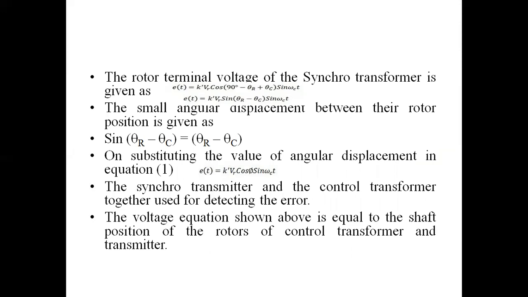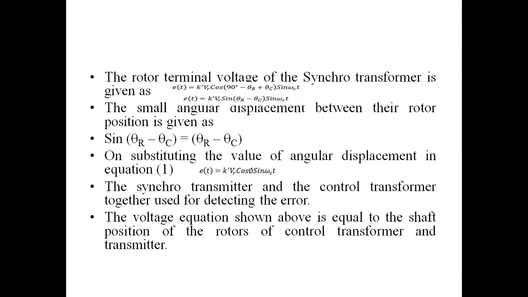The rotor terminal voltage of the synchro transformer is given as e(t) = k' V_R cos(90 degrees minus theta). So cos(90 minus theta) is equivalent to sin theta, giving sin(theta_r minus theta_c) sin(omega_c t). For a small angular displacement between the rotor positions, sin(theta_r minus theta_c) is equivalent to theta_r minus theta_c.